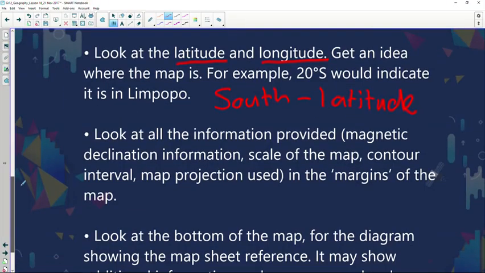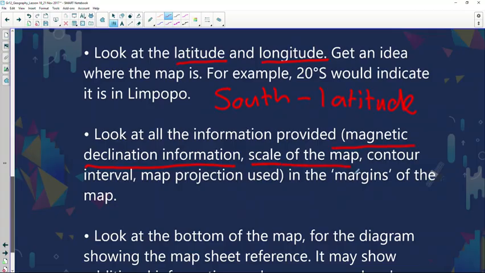If we continue looking at some clues, information is also provided. For instance, the magnetic declination information. You're going to need this information to be able to calculate magnetic declination, and we will discuss this in the next episode. And then there's a scale on the map. That's 1 to 50,000 on the topographical map, and 1 to 10,000 on the orthophoto map. And there are contour intervals that show us the height on the actual map.